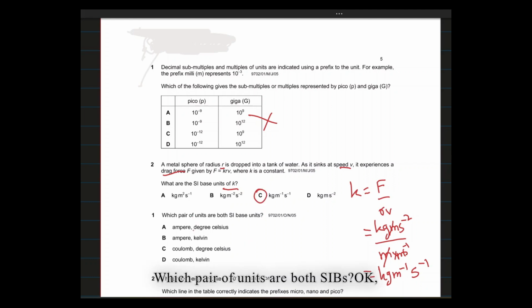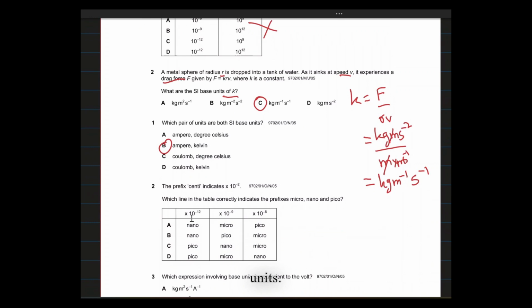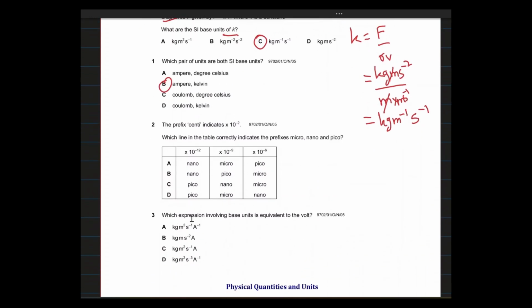Which pair of units are both SI base? This one is also repeated. We know that ampere and kelvin are SI base units. Then we have, which line correctly indicates the prefixes? We need to identify the correct prefixes. 10 to the minus 12 is pico. Then 10 to the minus 9 is nano. 10 exponent 6 is micro. C would be our correct answer.